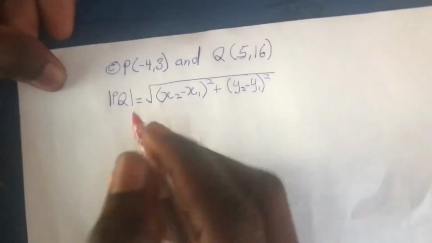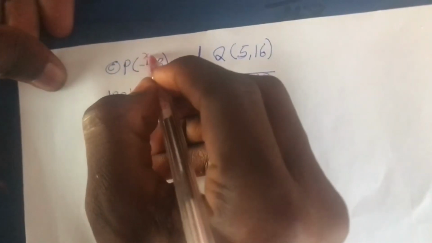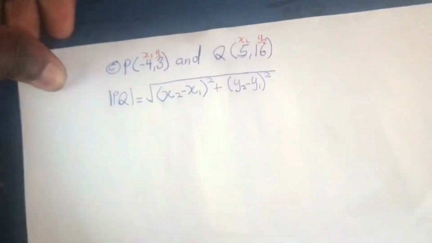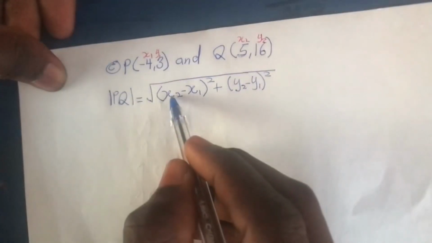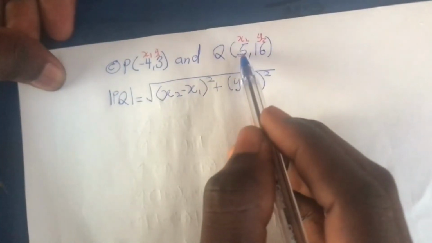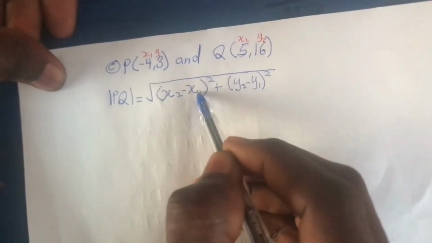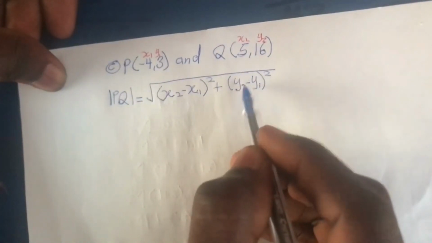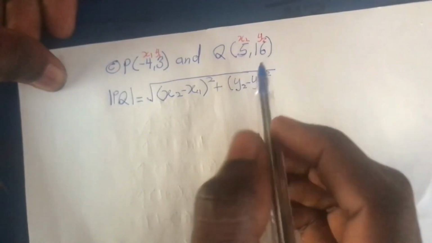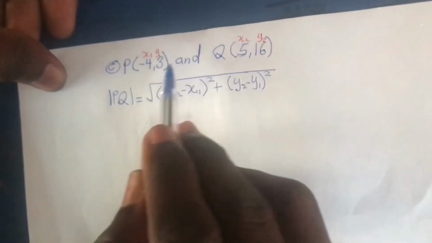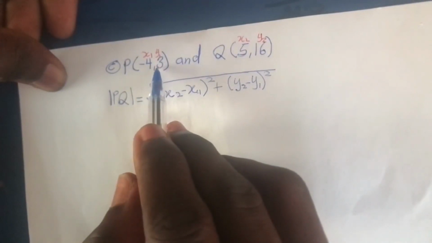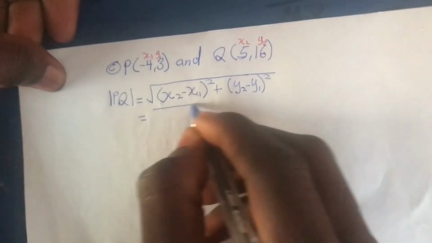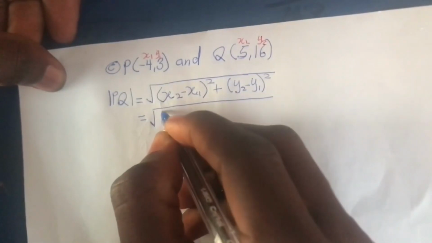So let's label them. Let's say this is our X1, this is our Y1, this is our X2, this is our Y2. Wherever we see X2, we will replace it with 5. Wherever we see X1, we are going to replace it with minus 4. Wherever we see Y2, we replace it with 16. Wherever we see Y1, we replace it with 3. Great. So let us do the replacement.